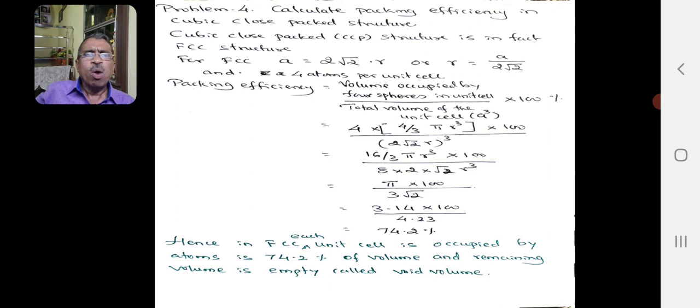It means in FCC, each unit cell is occupied by atoms with a volume of 74.2% and the remaining volume is empty, called void volume. This is how the packing efficiency is calculated in the FCC system, or also cubic close packed system. Similarly, you calculate the packing efficiency in body-centered cubic lattice as well as simple cubic lattice in a similar fashion.